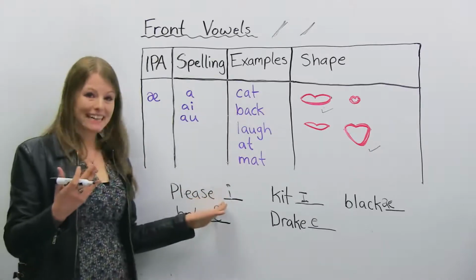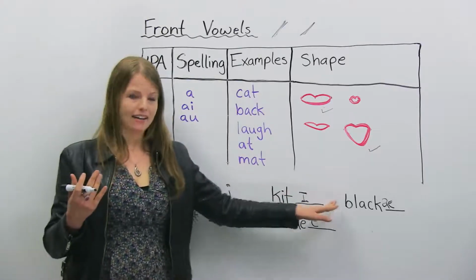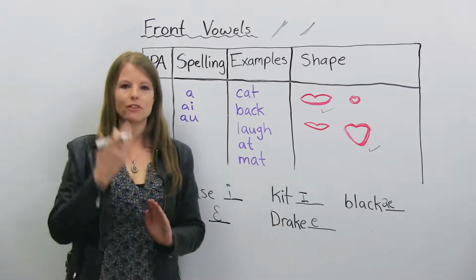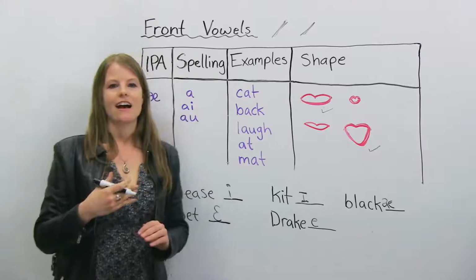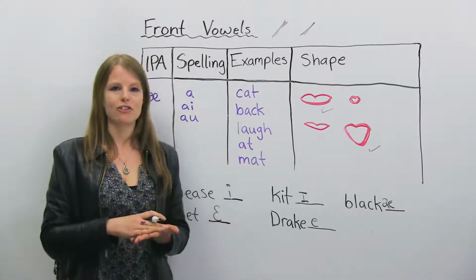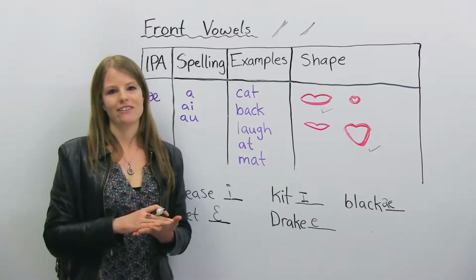You can say please, kit, black, bet, Drake, and see the different things your lips are doing, what your mouth is doing, and how open or closed your mouth is. These are all really helpful tips to help you with your pronunciation.